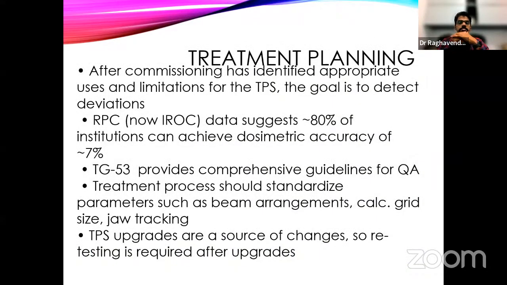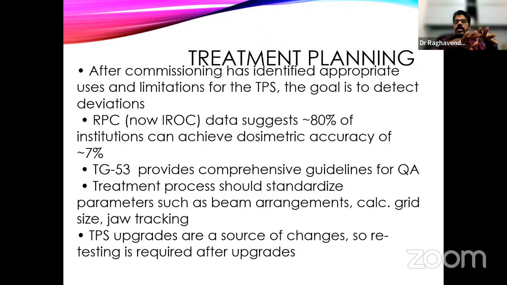Looking into treatment planning, after commissioning, we have identified the appropriate uses and limitations of the TPS. The goal is to detect deviations in how accurately my treatment planning system calculates the dose. Compared to what we had maybe 10 years back, we had a lot of database systems on the market at that time, like the pencil beam algorithm, like Ergos, and even Eclipse had pencil beam algorithms. From there we moved to model based algorithms such as convolution or superposition algorithms, and now we are coming towards Monte Carlo based algorithms.